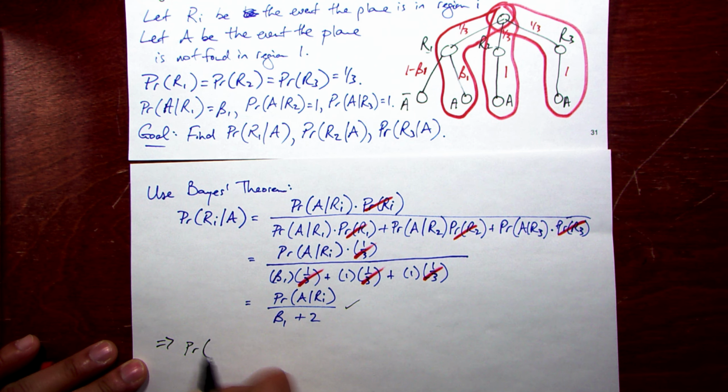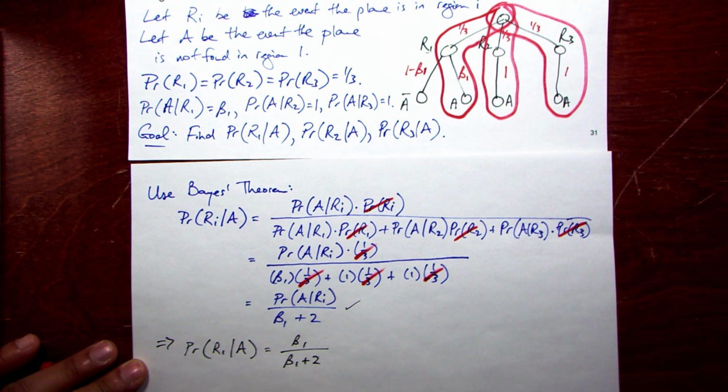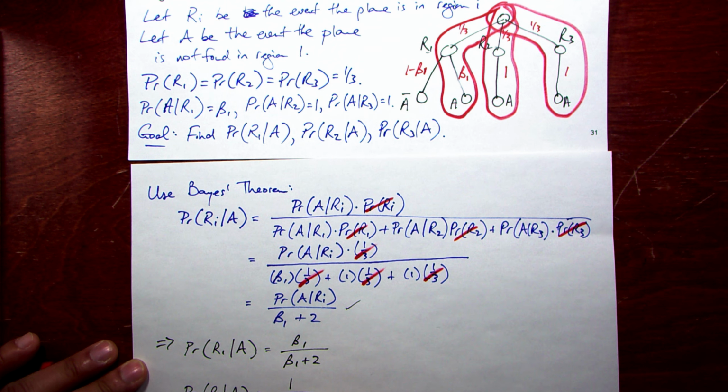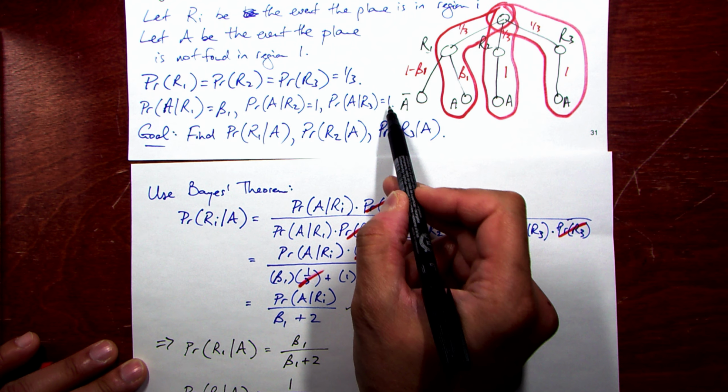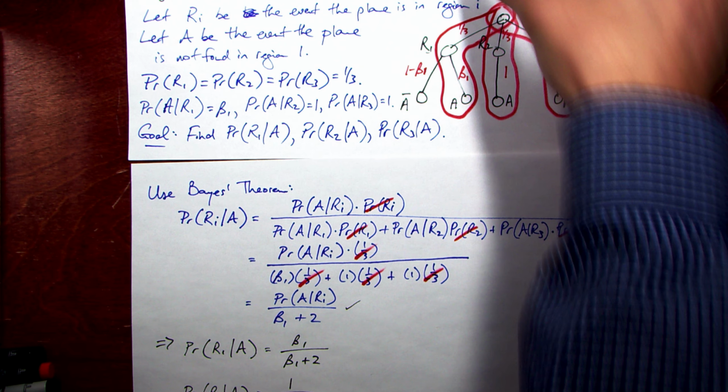Okay, so we sort of finish this thought. The probability of R1 given A. Okay, so this is the probability of A given R1, which is beta 1. So it's beta 1 over beta 1 plus 2. The probability of R2 given A is the probability of A given R2, and that's 1. So that's 1 divided by beta 1 plus 2. And the probability of R3 given A is going to be the probability of A given R3, which is 1 divided by beta 1 plus 2. Okay, so those last two things are the same.